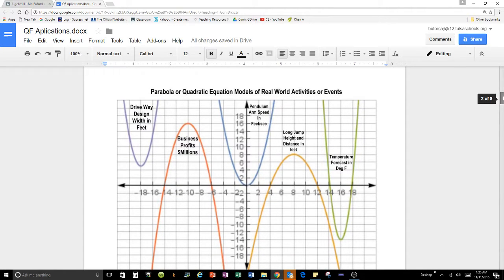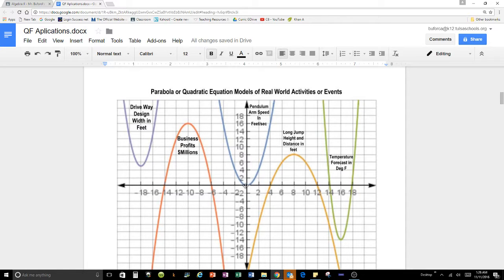As you see here in this chart, we have 5 examples of real-world situations, applications, events that can be modeled with a quadratic equation, or what we call a parabola. So what we will do is we'll use the vertex form of the quadratic equation to do that modeling.